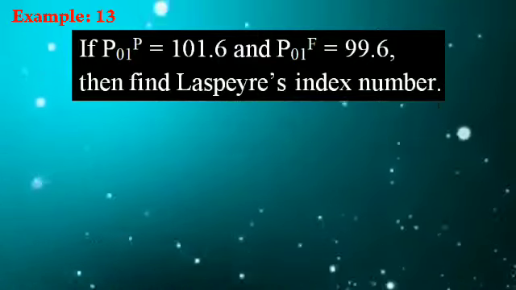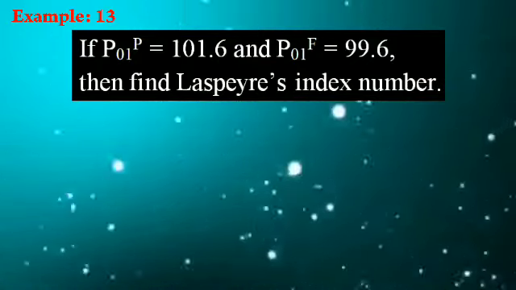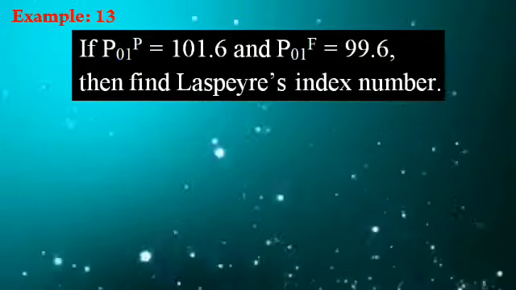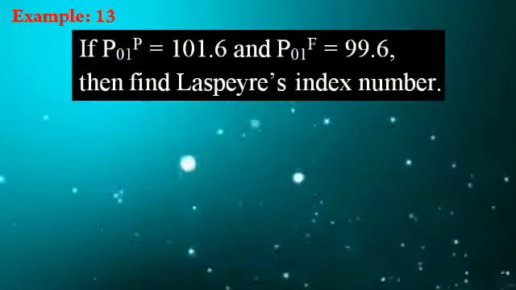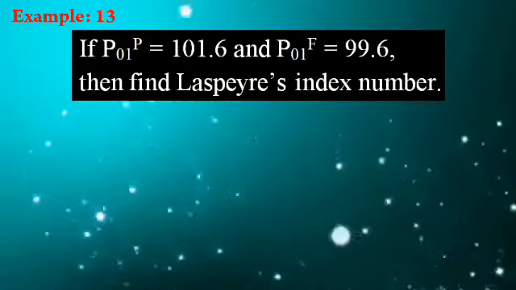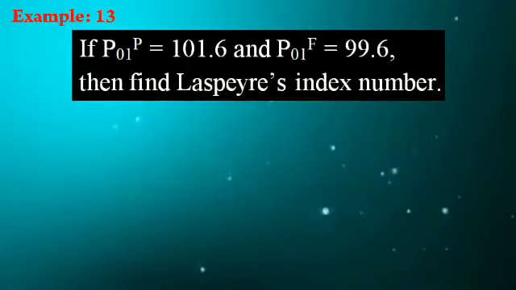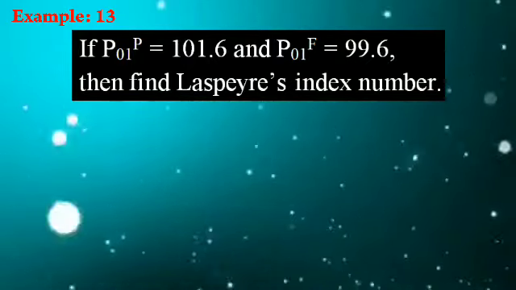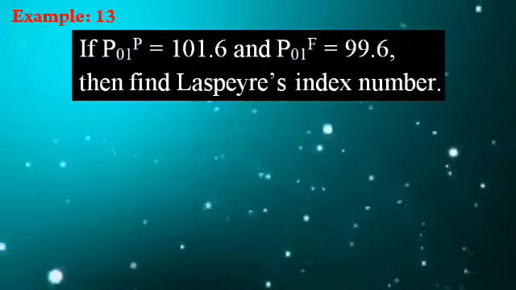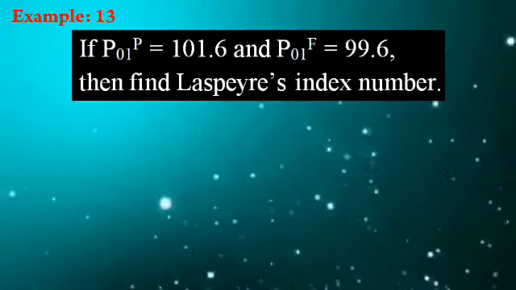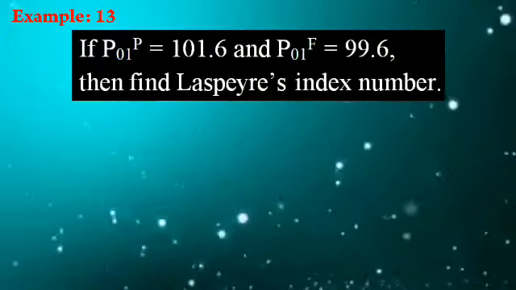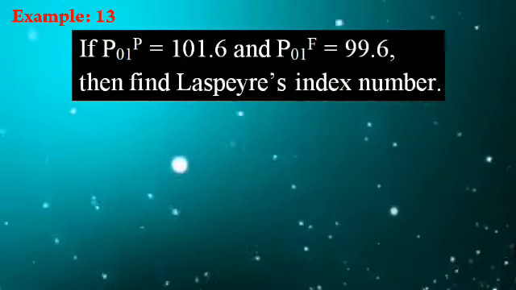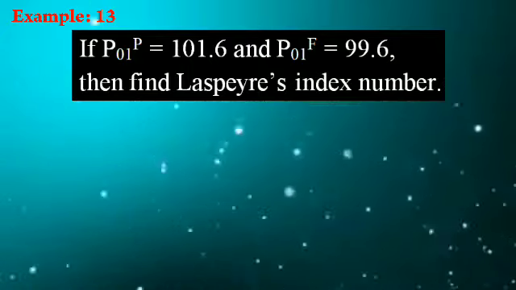Example number 13. If P01 of P equal to 101.6 and P01 of F equal to 99.6, then find the Laspeyres index number. So in this question, here Paasche index number is given along with Fisher's index number. Your question is to compute the Laspeyres price index number. Since it is not given like price or quantity or value, you should compute the price index numbers, right? Here since Fisher is given, write Fisher's formula, which contains both Laspeyres and Paasche, because Fisher index number is the geometric mean of Laspeyres and Paasche price index numbers.